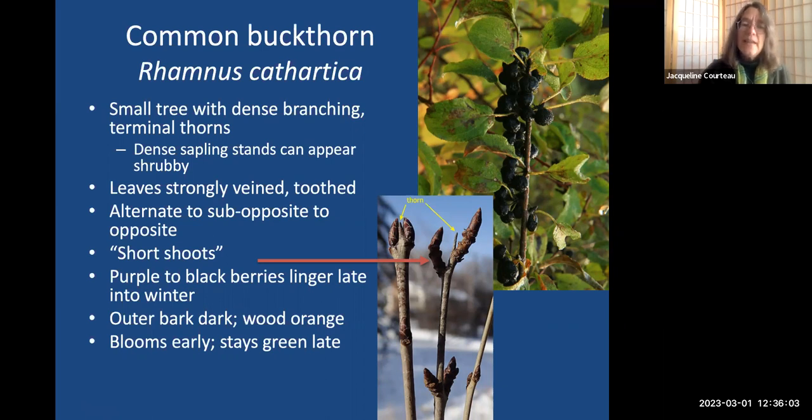A really key thing that everybody knows is those purple to black berries linger late into the winter. Rhamnus cathartica, the berries have a cathartic effect. It's actually used medicinally sometimes.